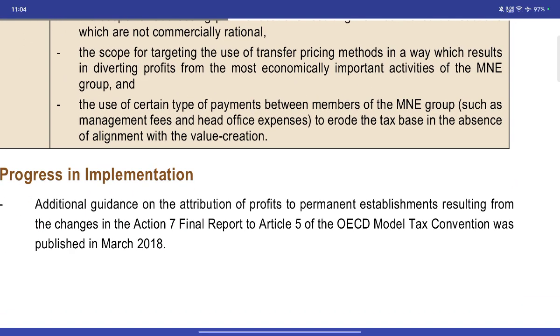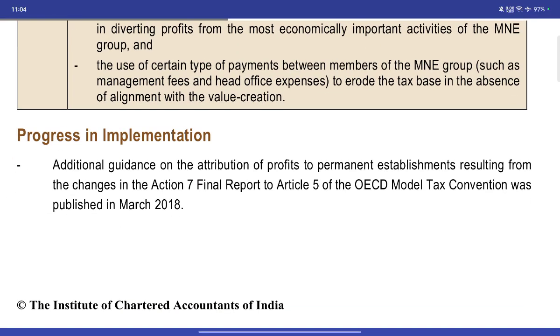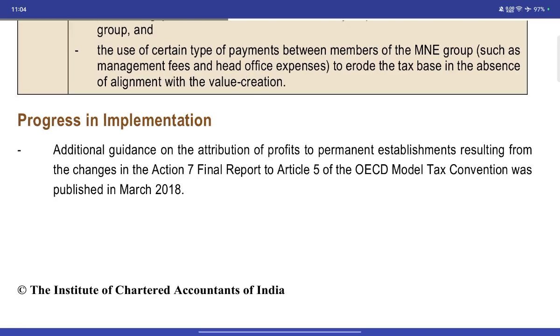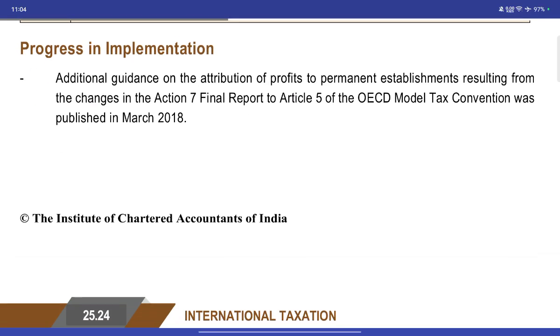The use of certain types of payments between the members of the multinational group, such as management fees and head office expenses, to erode the tax base in the absence of alignment of the value. The progress of implementation: additional guidance on attribution of profit to permanent establishments resulting from changes of Action Plan 7. Final report on Article 5 of the OECD Model Tax Convention was published in March 2018.